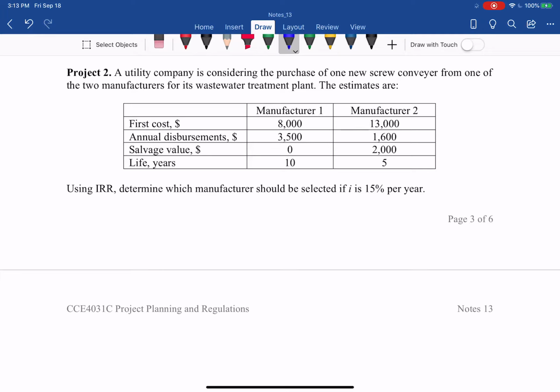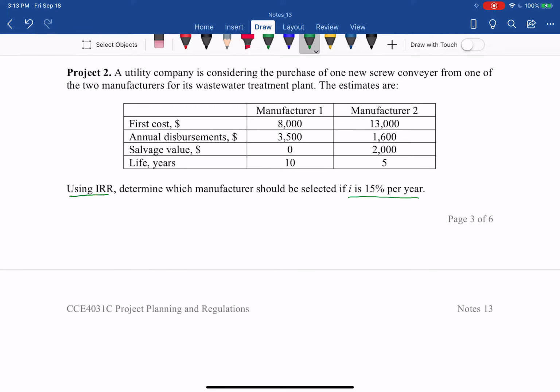Salvage values: for manufacturer 1, 0. Manufacturer 2, at the end of year 5, 2,000. The useful life for manufacturer 1 is 10 years, and for manufacturer 2, 5 years. Using IRR, determine which manufacturer should be selected if MARR is 15% per year. So the question asks explicitly for the IRR method.